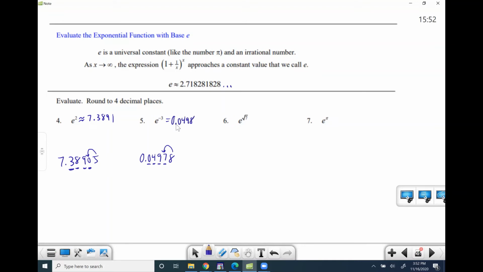All right, e to the square root of 7. Okay, Giovanna, Karen, you guys match. So I'm thinking that that is the answer there. Oops, I forgot my approximately sign. I keep putting equals. Approximately.